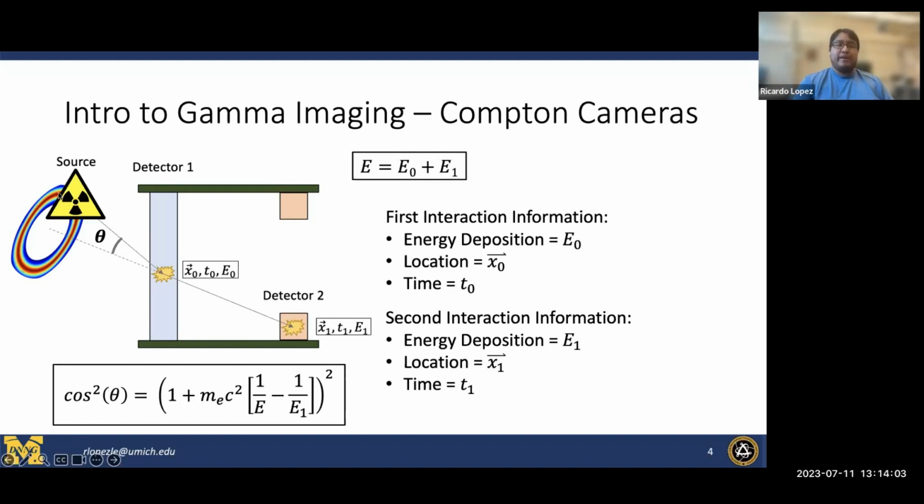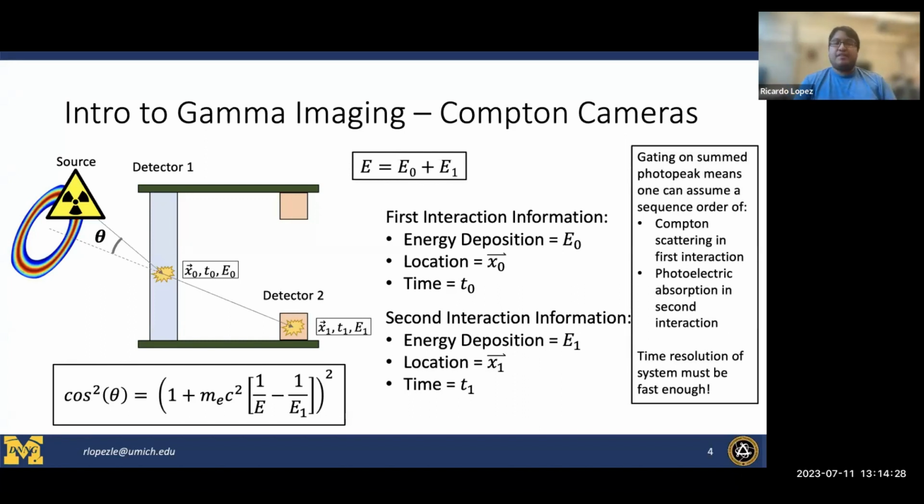And like before, you'll end up obtaining another cone in space where that gamma ray, chances are, originated from somewhere along that cone. And again, if you measure for long enough and you collect enough of these double interaction events, such that you get enough of these cones intersecting at some particular location in space, you can make a fairly good guess that that's where your gamma source is actually situated.